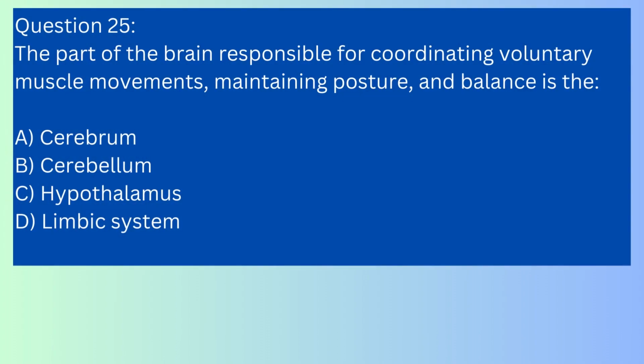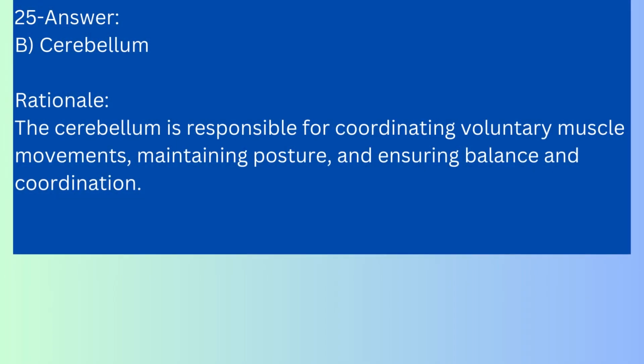Question 25. The part of the brain responsible for coordinating voluntary muscle movements, maintaining posture, and balance is the A. Cerebrum. B. Cerebellum. C. Hypothalamus. D. Limbic system. Answer. B. Cerebellum. Rationale. The cerebellum is responsible for coordinating voluntary muscle movements, maintaining posture, and ensuring balance and coordination.